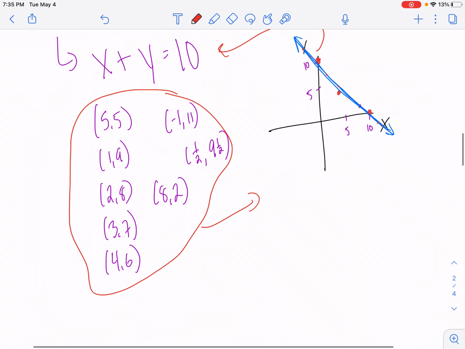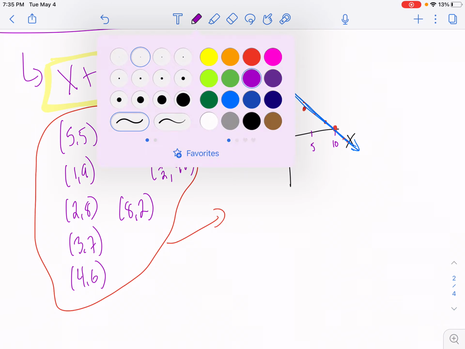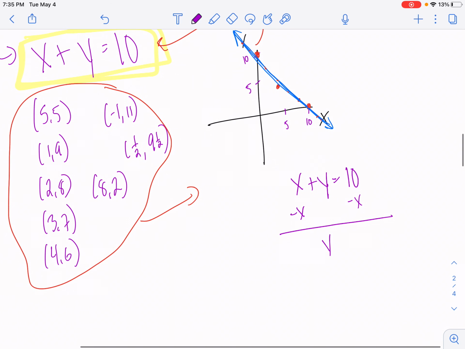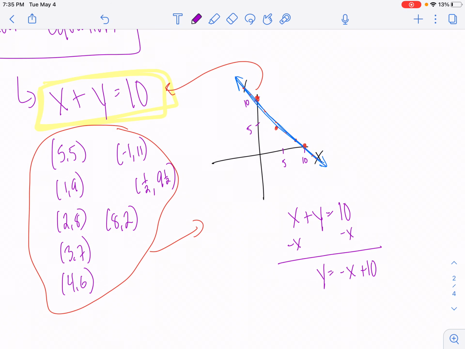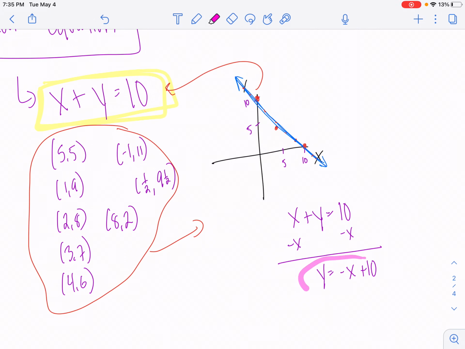Okay? Now, maybe, just maybe, we can think about this equation in a slightly different form. Instead of writing x plus y equals 10, we could solve for y, meaning get the y variable alone. y equals minus x plus 10. This helps us because you can see some more connections. You can see how this connects a little bit better to your graph.